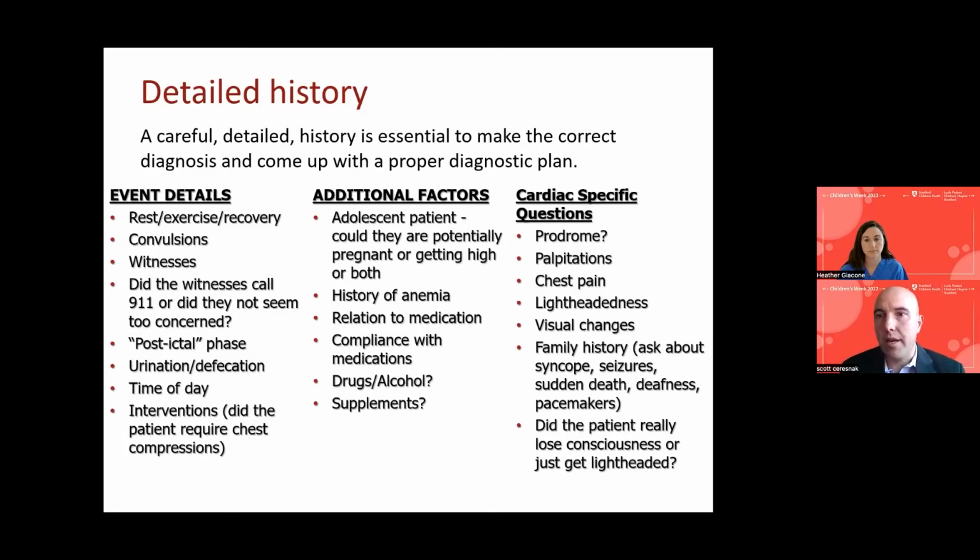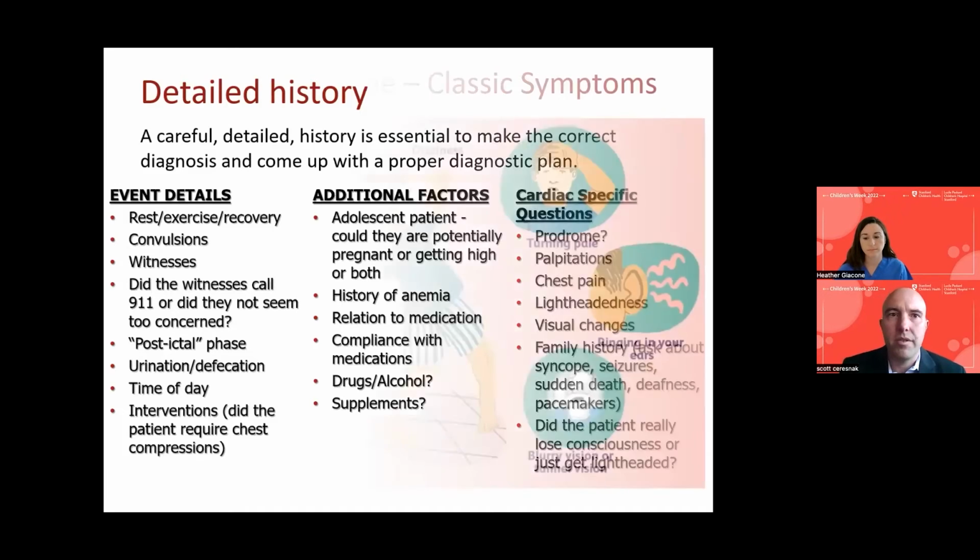Could supplements be a problem and be a contributing factor? And then the cardiac specific questions that we would want to know would be, was there a prodrome? Did they get dizzy and feel numbness and tingling and hear funny noises? Did they have palpitations, chest pain beforehand? Were they lightheaded? Did they see any visual changes? This patient that I just described had a really concerning family history. So the family history is very important. And these cardiac specific questions are going to be really important to really delve into whether this is a cardiac cause or a non-cardiac cause of syncope.